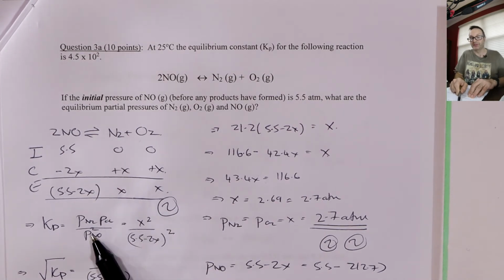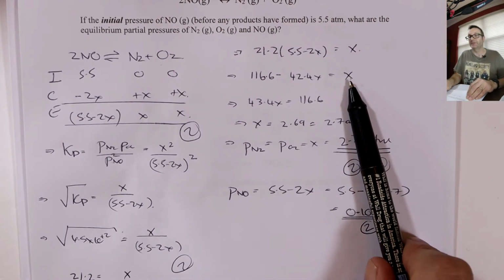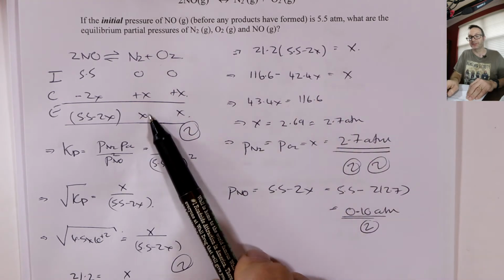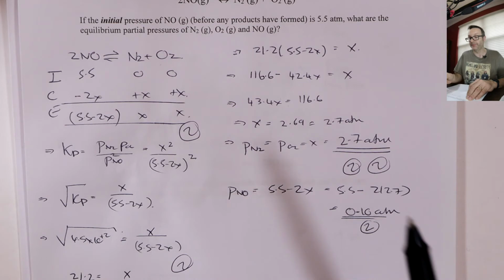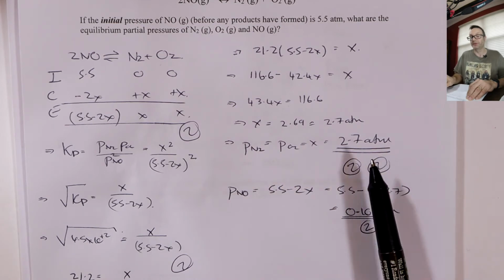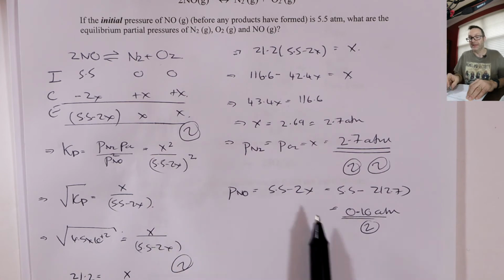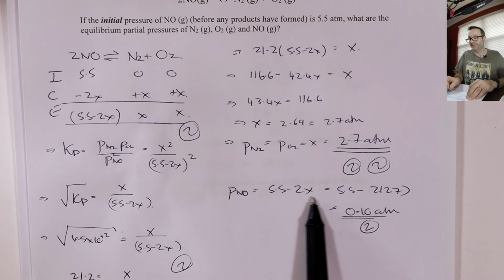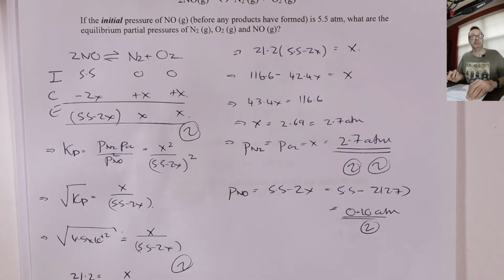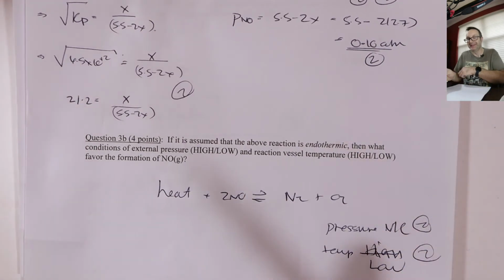Kp is products over reactants in terms of the algebra, there it is. And then you just play some algebra tricks, move things around, and eventually solve for x. X, of course, is the pressure of N2 or of O2, same number, at equilibrium. 2.7 atmospheres for this particular example. I'll show you the other one in a second. And then remember, 5.5 minus 2x is NO, 0.1. Easy as that. Last one, Le Chatelier.